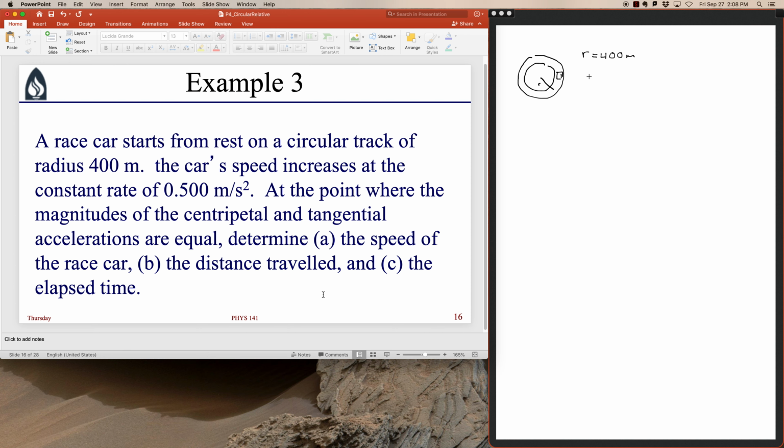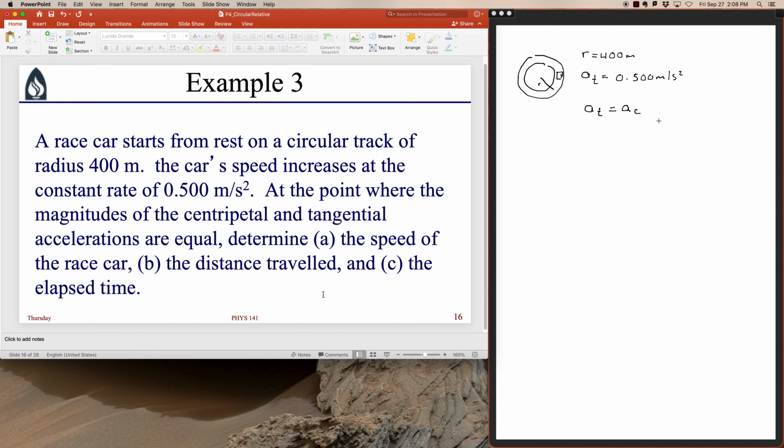That tells us how the car is speeding up. So an acceleration that causes a speeding up is a tangential acceleration. And this sounds like a tangential acceleration to me. It's causing the car to go faster. Centripetal accelerations don't cause something to speed up or slow down. They just cause a change in direction. So this would be the tangential acceleration that has a value of 0.5 meters per second squared. We want to know something about the point where the magnitudes of the centripetal and tangential accelerations are equal. So we want to know something about where the tangential acceleration is equal to the centripetal acceleration.